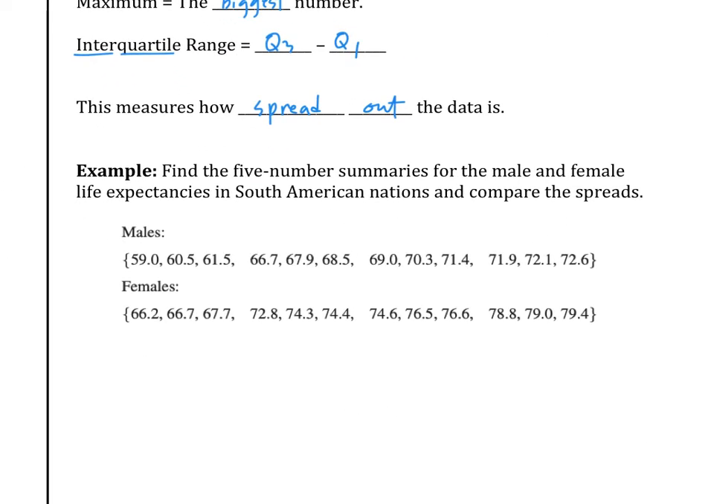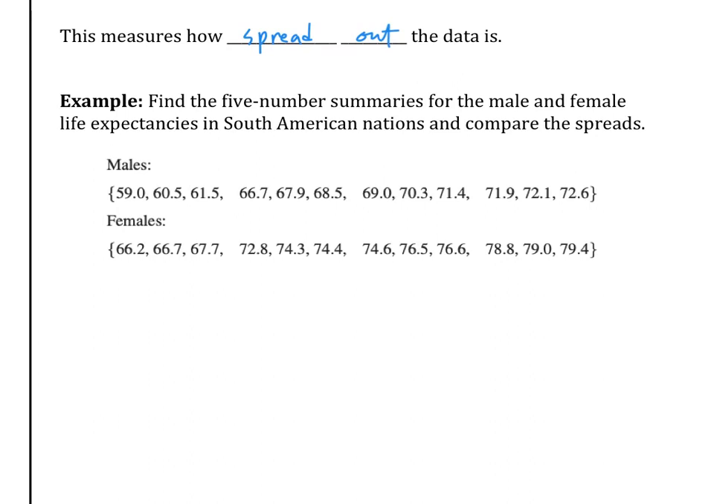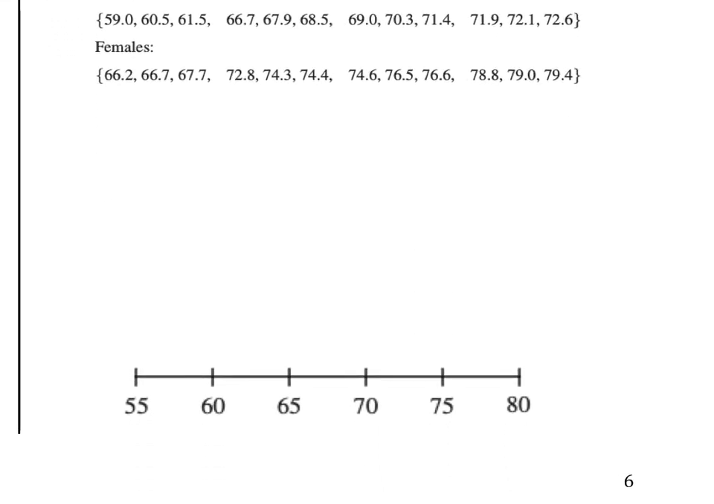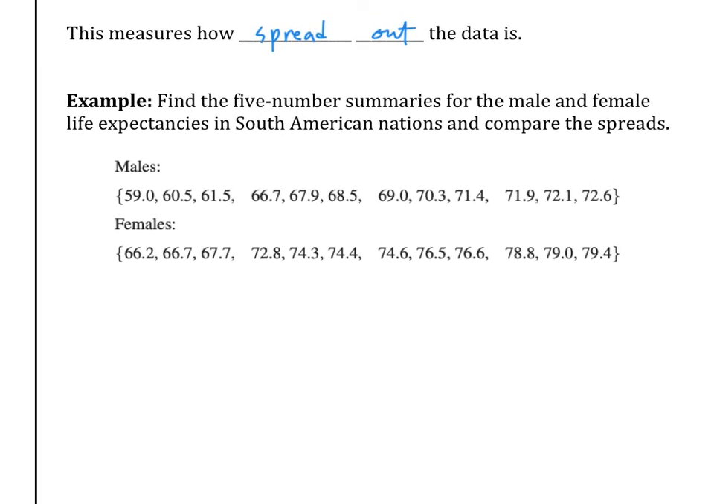All right, let's go ahead and look at this one. Find the 5-number summaries for the male and female life expectancies in South American nations and compare the spreads. Okay, and then we're going to create a box plot. All right, so let's go ahead and look at male first. So we are going to create the 5-number summary, so that means we need minimum, Q1, median, Q3, and then max.